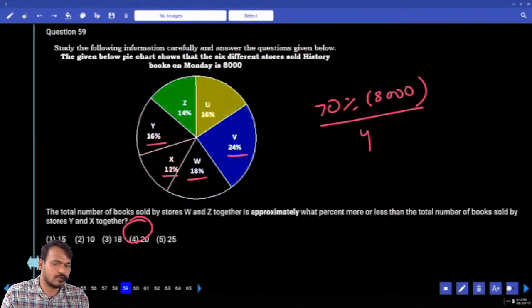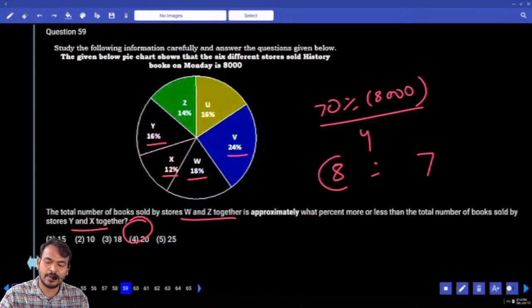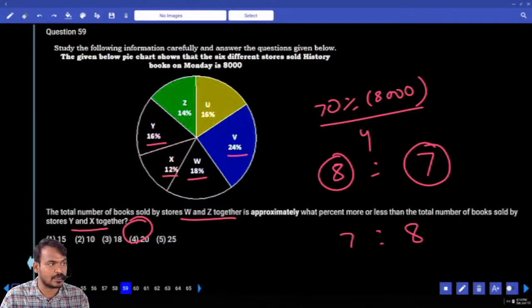Based on the question, what is the first term? W and Z. What is the second term? Y and X. W and Z compared to which one? Y and X. W and Z is 8 parts. Y and X is 7 parts. 8 compared to 7. More possible or not? Suppose if you are getting ratio 7:8, in that case we return lesser.